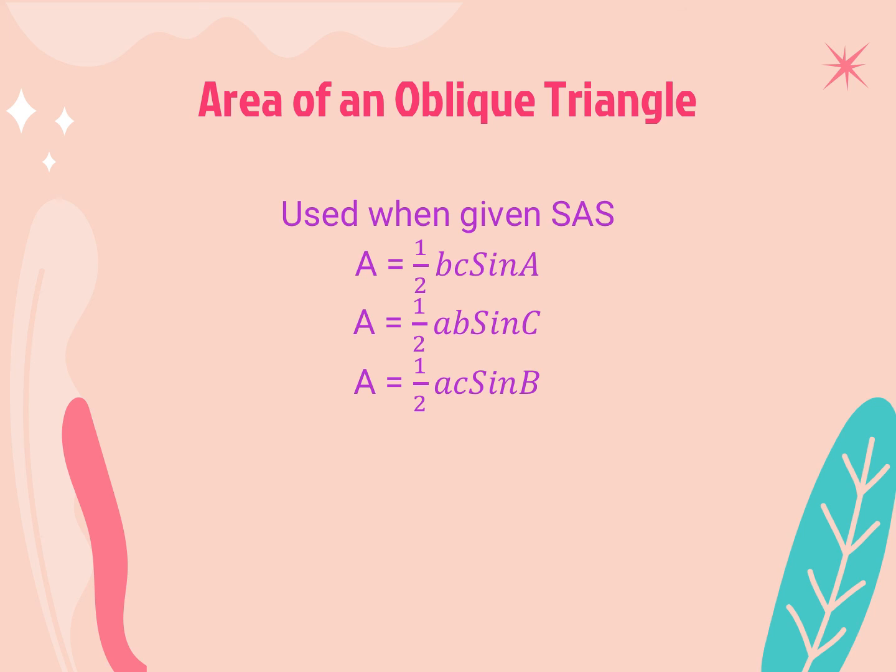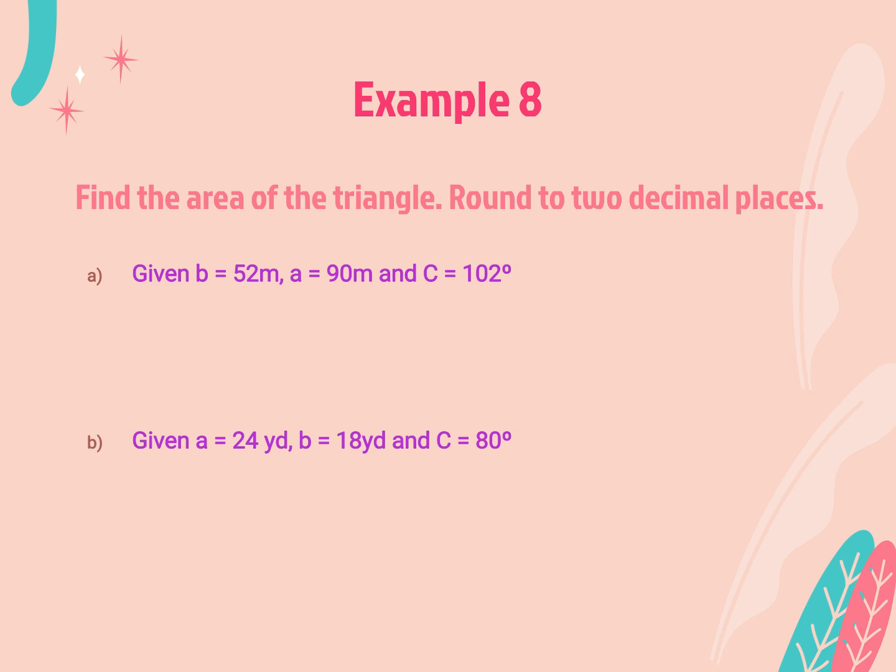So when I look at this, oblique means non-right. That's why we're doing it. It's not one half base times height anymore. So it would say find the area of the triangle and then round to two decimal places. Notice what you're given. It's not going to trick you. If you're using this formula, you're going to get given that kind of information: two sides and the included angle.